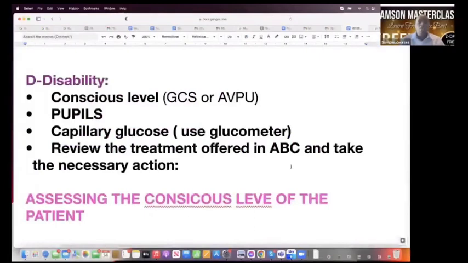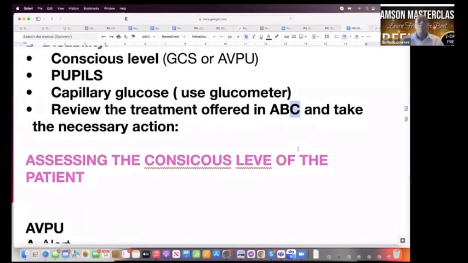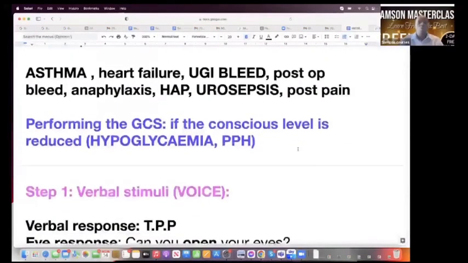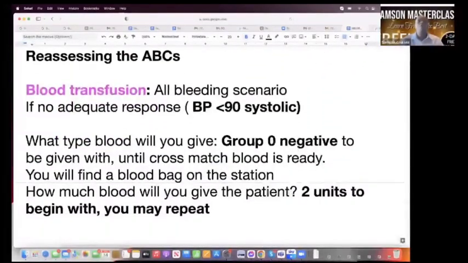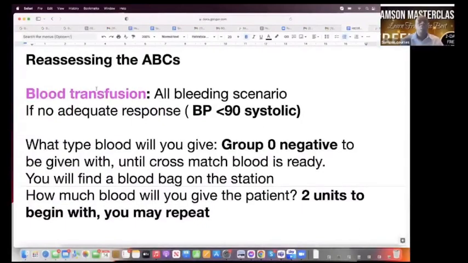So when we reach D, we review. Has the blood pressure improved? We gave aggressive fluid. No, it has not improved. So what are we going to do? The blood pressure is still dropping. It's less than 90 systolic. We don't have time to wait for cross-match. So what do we do? We give group O negative blood. So we reassess here for a blood transfusion.